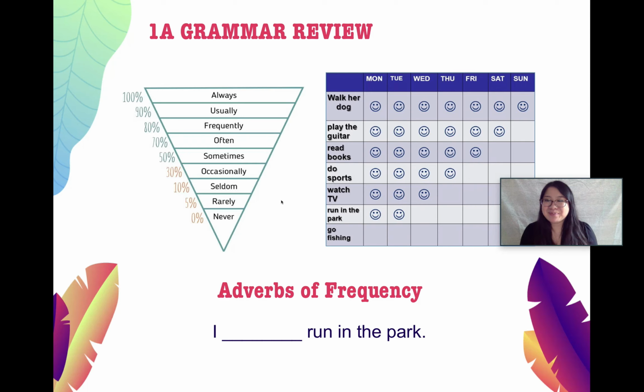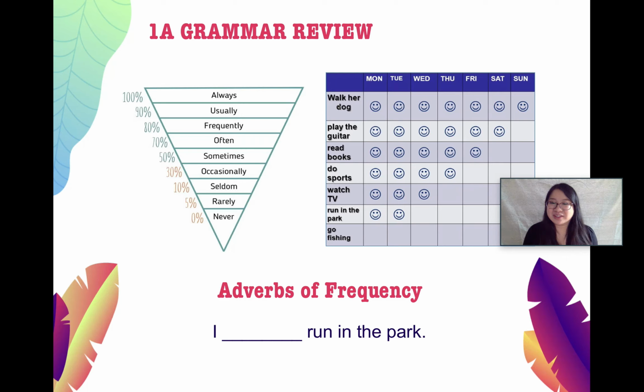Very good. I think you could use any of these yellow words: occasionally, seldom, or rarely. Let's make another sentence, but let's use walk her dog. Okay, ready? 3, 2, 1. Okay, that one was pretty easy. I always walk her dog. Let's do one more.